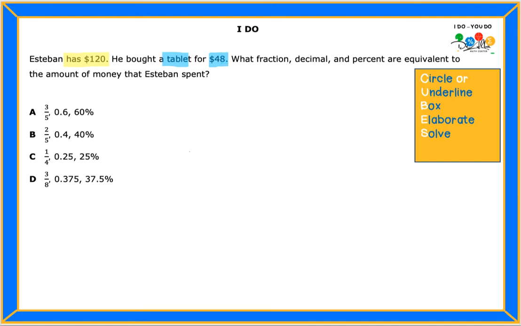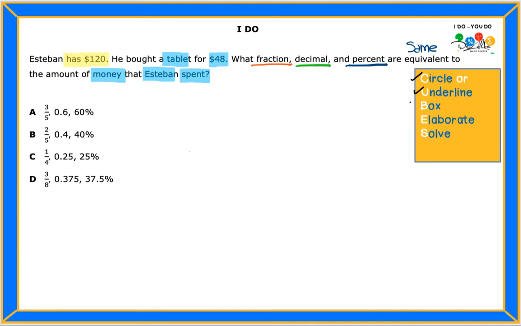Now the question is, what fraction, decimal, and percent are equivalent? Equivalent means the same to the amount of money that Stefan spent. Okay, what is the money that he spent? Well, we put in blue, right? Money Stefan spent. Okay, we did underline. In this case, we highlighted. So I'm going to put this and this. I always put those two together.